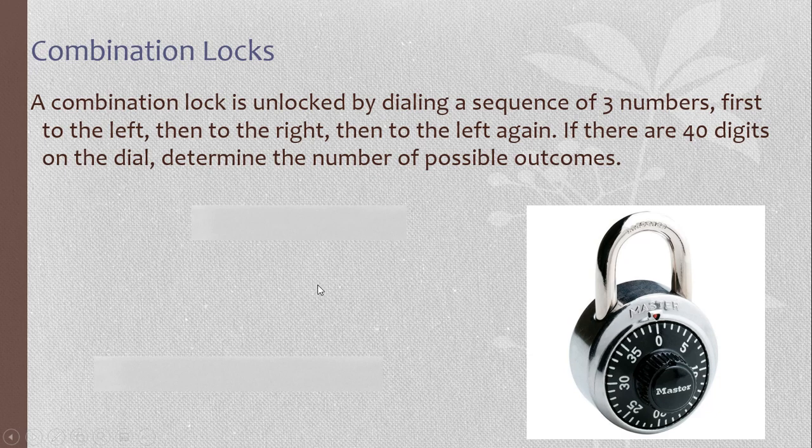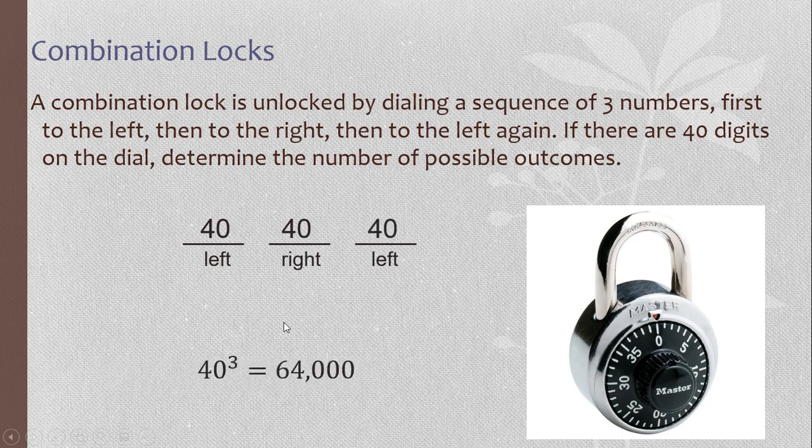All right, a combination lock is unlocked by dialing a sequence of 3 numbers, first to the left, then to the right, and then to the left again. If there are 40 digits on the dial, determine the number of possible outcomes. Well, there's 40 ways to do the first number, there's 40 ways to do the second number, and there's 40 ways to do the third number. So that's simply 40 to the third power, which will be 64,000 different combinations for that lock.